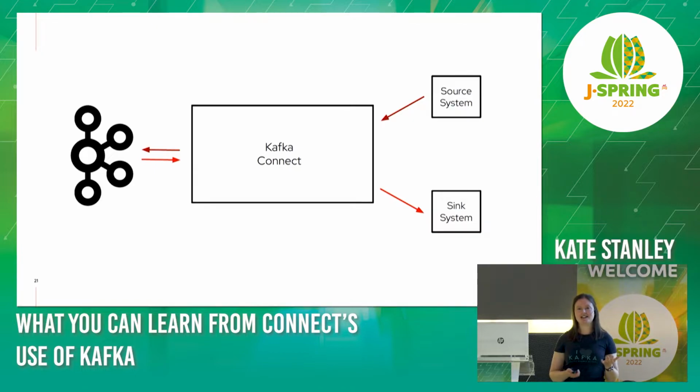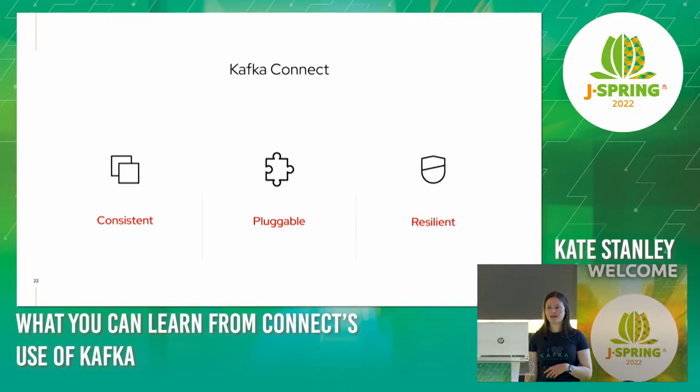So Kafka Connect is a part of the Kafka project that allows you to get data into and out of Kafka. So flowing it between a source system or a sink system. And Kafka Connect has these three features. It provides you a consistent way to get data in and out. So you only have to understand Kafka Connect. You don't necessarily have to understand all the different external systems you're integrating with. It's pluggable, and it's resilient. So let's look at these two things in more detail. How is it pluggable, and how is it resilient?